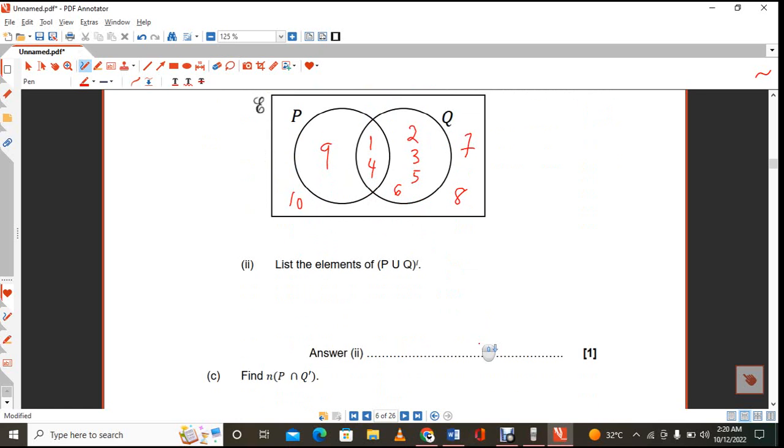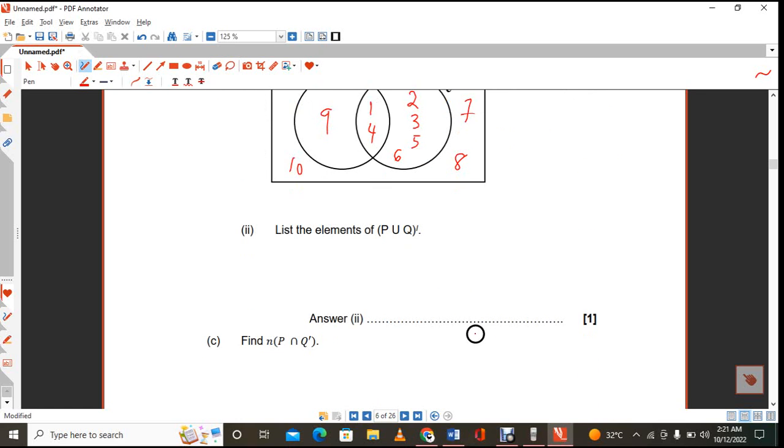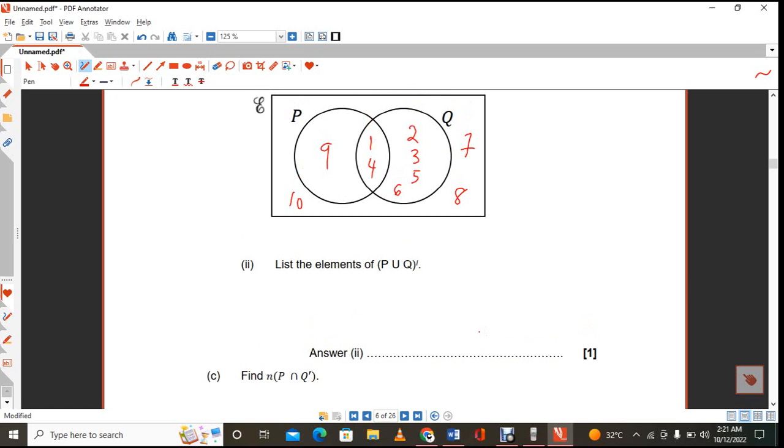Now, part 2, Roman 2, list all the elements of P union Q complement. Okay. Well, what is not in the union? What is not in the union of P and Q? Well, you list them, and when you are listing them, make sure that your answers are in brackets. If they're not in brackets, you're going to have problems. Very important. Your answers must be in brackets.